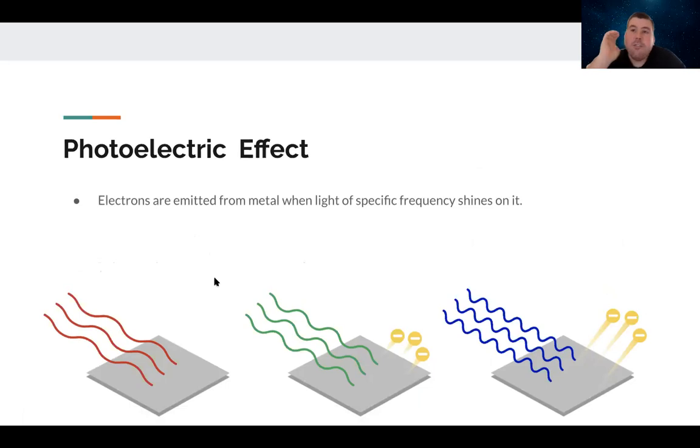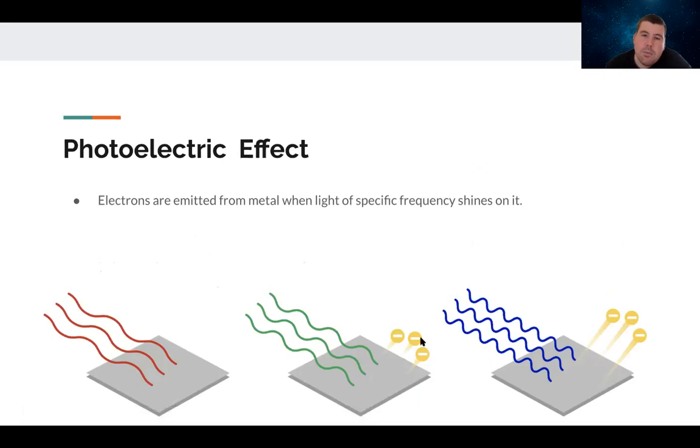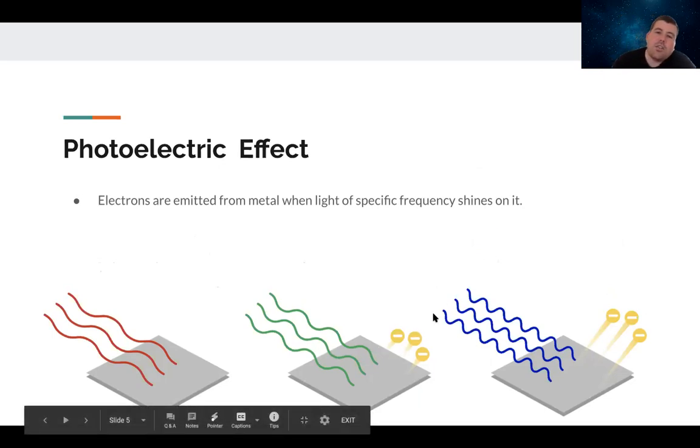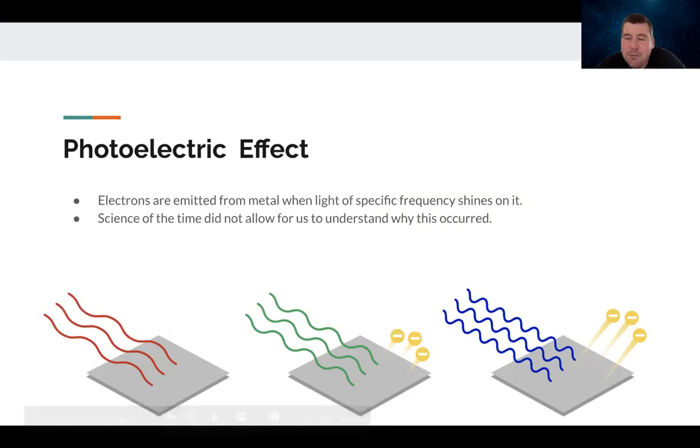First off, the photoelectric effect is this phenomenon that occurs, and still occurs, where electrons are ejected from metal when light of a specific frequency shines on it. And notice that I talked about red light having a low energy compared to blue or even green light. The blue and green light are able to eject these electrons, whereas the red light wasn't. It's not energetic enough. And scientists actually had a hard time describing why this was occurring, until Albert Einstein came around, and he won his first Nobel Prize for this.